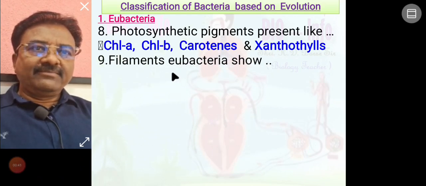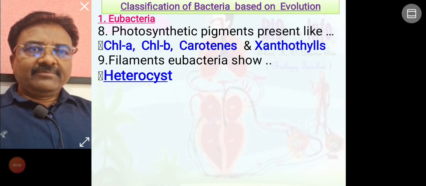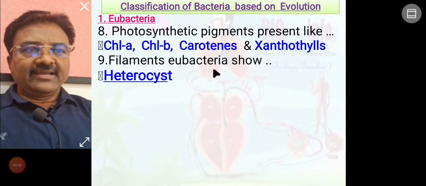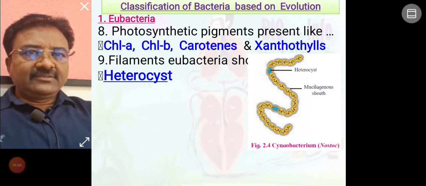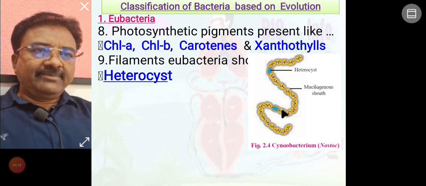Filamentous form eubacteria show heterocyst. Heterocyst is one of the types of cell present in filamentous eubacteria, seen here in diagrammatic representation. A type of eubacteria, cyanobacteria, nostoc. In this filamentous shape eubacteria, seen here blue colored cell called as heterocyst cell.